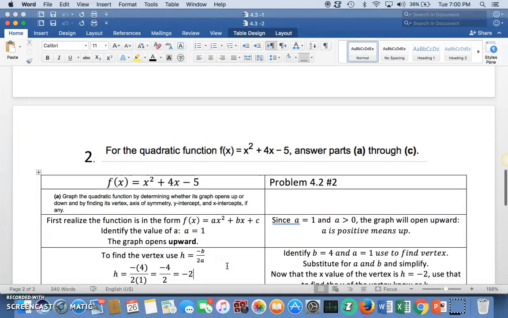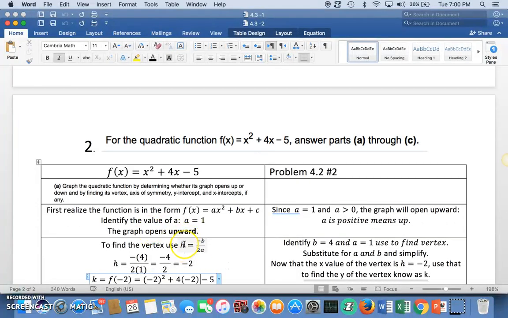Now we're looking for the vertex. Even though it says x, it's really an h. We call the vertex (h, k), so I'm replacing that x with the h. Negative b over 2a. The b is 4, negative in front of it, so negative 4. 2, a was 1. 2 times 1 is 2. Negative 4 divided by 2 is negative 2.